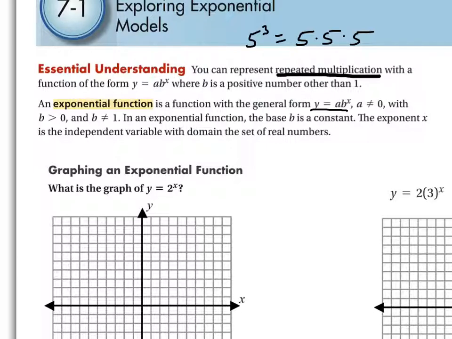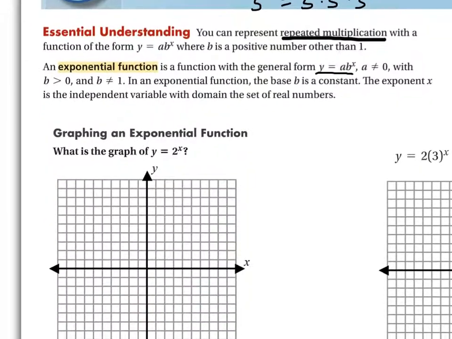So, in an exponential function, the base b is a constant, meaning it's just a number. The exponent x is the independent variable with a domain of all real numbers. So they're just saying that x is your variable, that's your input, and its domain, which we talked about in the last unit, is going to be all real numbers. So you can pick anything for x, from negative infinity to positive infinity. So to see what an exponential function looks like, we're going to dive into graphing one.